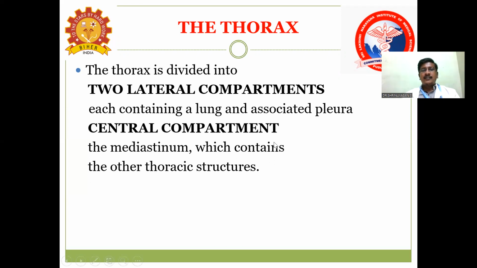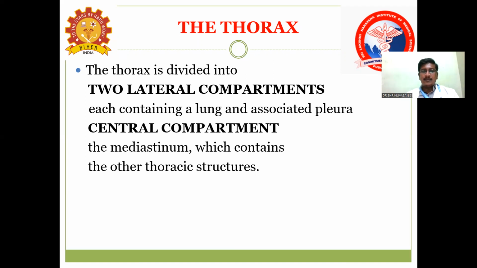So then we are coming to the anatomy. What is the chest? What does the chest contain? The anatomical term for chest is thorax. The thorax is divided into 2 lateral compartments and the central compartment. The 2 lateral compartments each contain a lung and associated pleura.